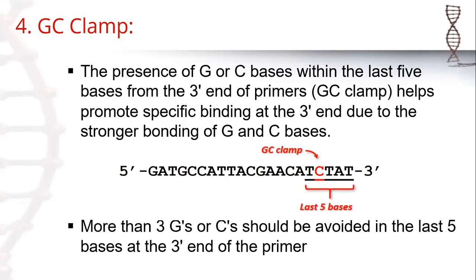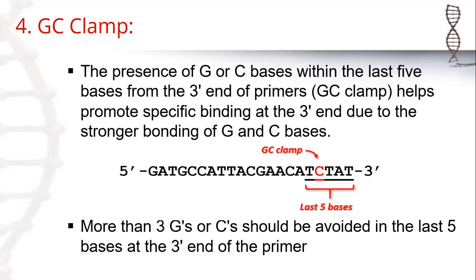And the next is the GC clamp. This is also very important for a good primer and for successful PCR reactions. The presence of G or C bases within the last 5 bases from the 3' end of the primer is known as the GC clamp, which helps to promote specific binding at the 3' end due to the stronger binding of guanine and cytosine bases. Because guanine and cytosine share a triple bond, as compared to adenine and thymine, A and T, which share a double bond.